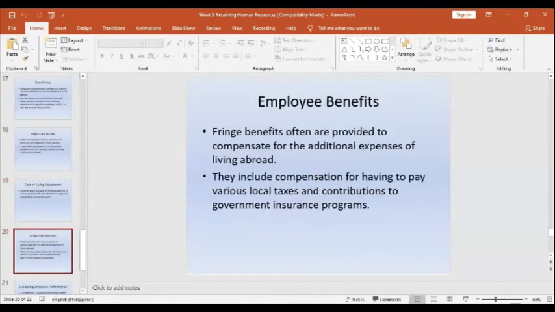And even employee benefits, of course. One of the employee benefits is the fringe benefits. These fringe benefits are provided to the employees to compensate the additional expenses of those employees, domestic and abroad. Part of the fringe benefits is the compensation for paying various local taxes and even the contributions to the government insurance programs.